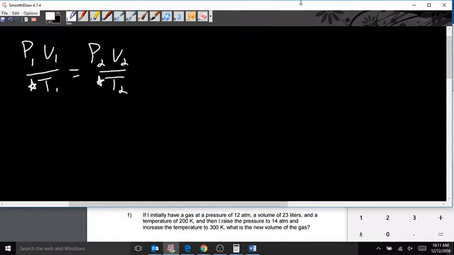Alright, so today we're going to be looking at the combined gas law. Really, we're taking the work of Charles, Boyle, and Gay-Lussac, and we're going to take those three separate equations and make one equation with them. Now, those three researchers were always trying to control for the third variable.